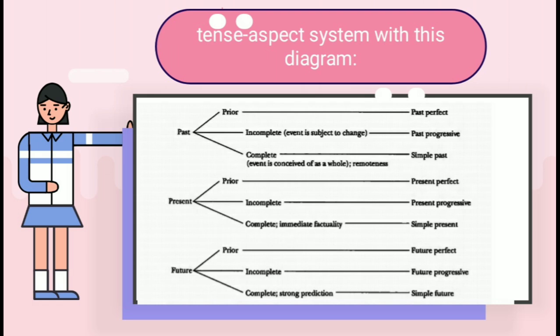So sa present naman, the prior is present perfect. So incomplete is the present progressive, and complete, immediate or factuality, is simple present. And then sa future, the prior is future perfect, incomplete is future progressive, and complete, or strong prediction, is simple future.